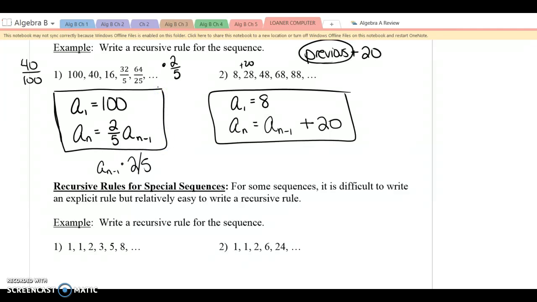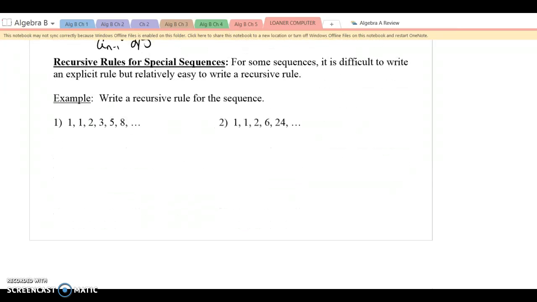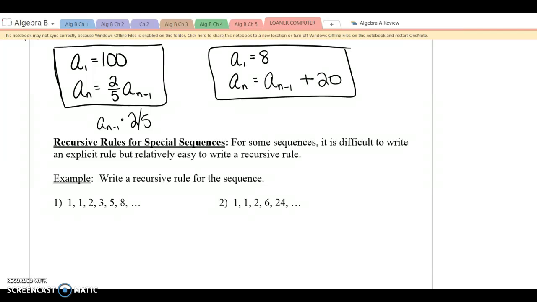We are going to look at recursive rules for special sequences. Mainly we're going to look at number 1. We're not going to spend time on number 2. Number 1 is the Fibonacci sequence that we looked at before.